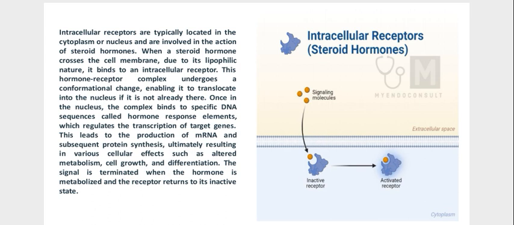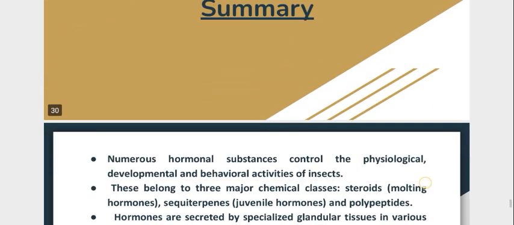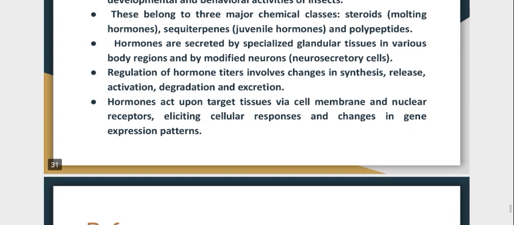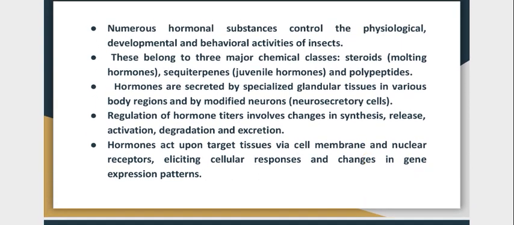Once in the nucleus, the complex binds to specific DNA sequences called hormone response elements, which regulate the transcription of target genes. This leads to the production of mRNA and subsequent protein synthesis, ultimately resulting in various cellular effects such as altered metabolism, cell growth, and differentiation. The signal is terminated when the hormone is metabolized and the receptor returns to its inactive state. So we mentioned the important types. Now let's have a quick summary about this.